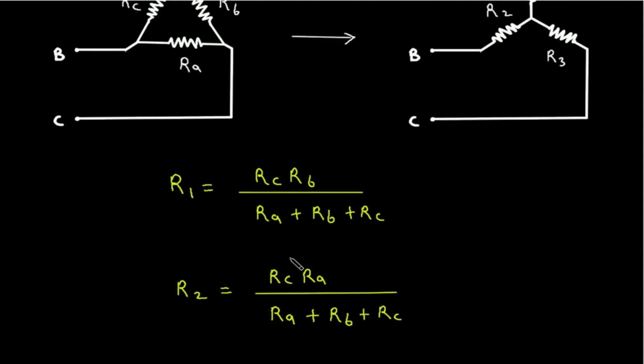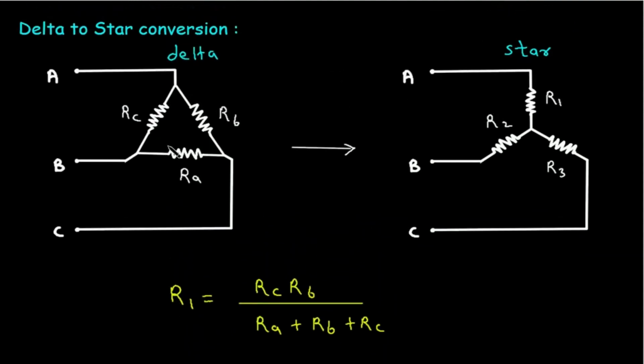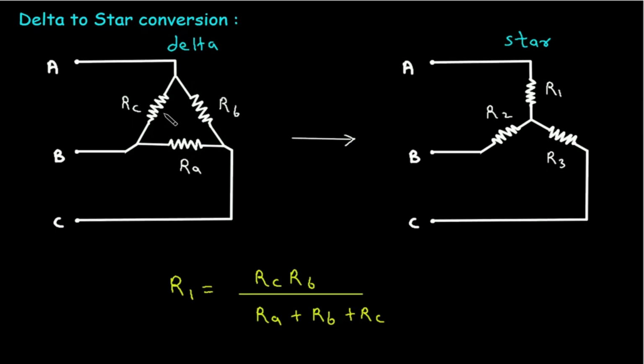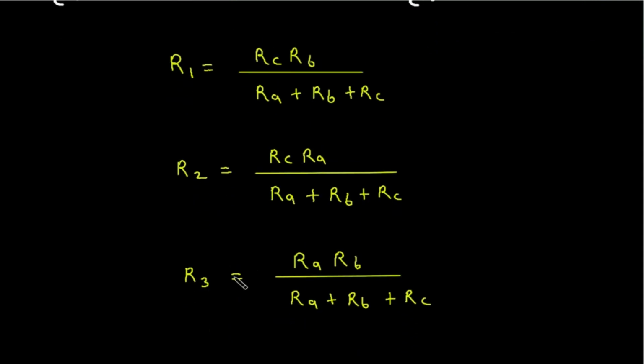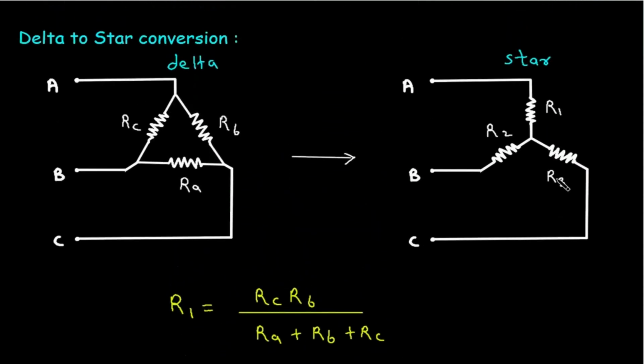Now to find R2, here this will be R2. R2 will be equal to RC into RA divided by the addition of all, RA plus RB plus RC. R2 is equal to RC into RA divided by the addition of all resistances. Same for R3. So R3 will be equal to RA into RB divided by the addition of all the resistances.